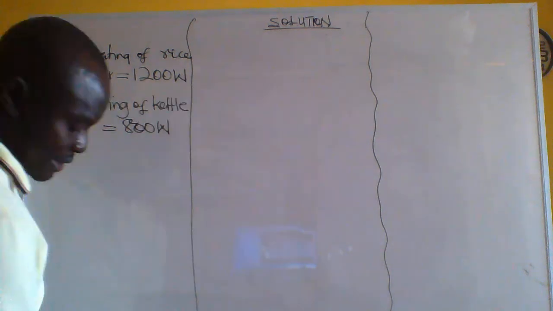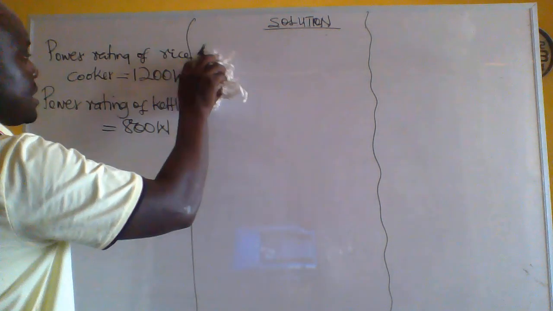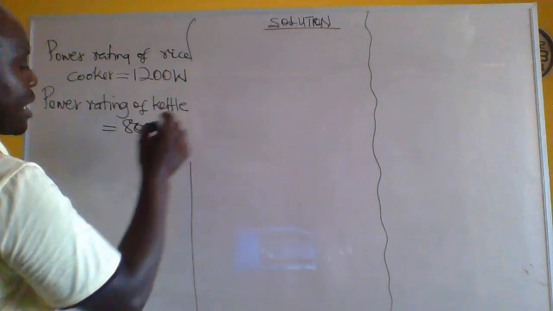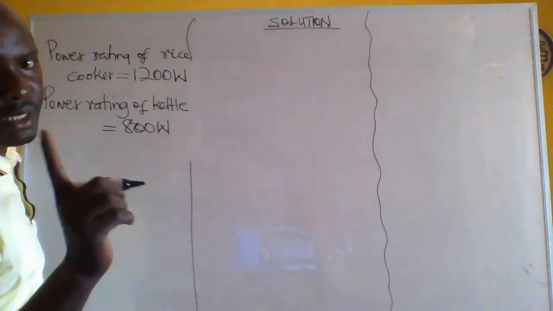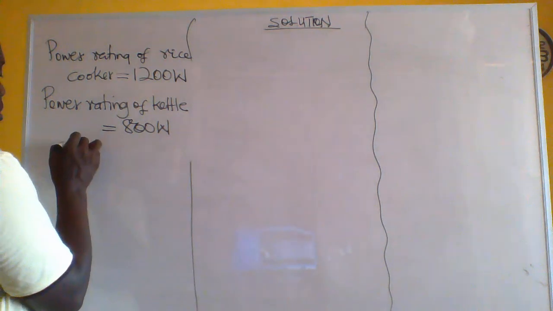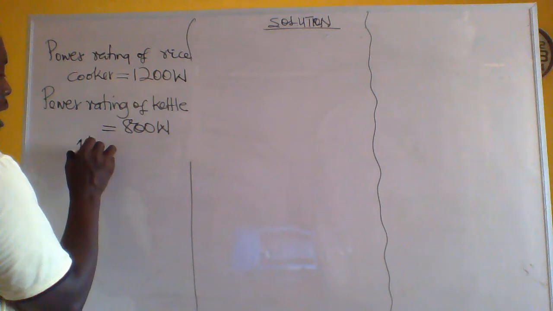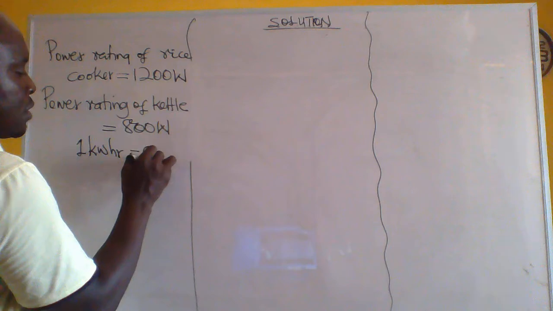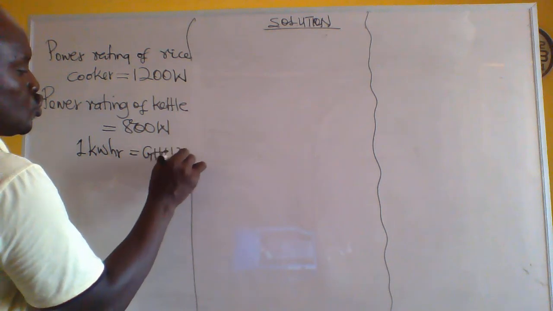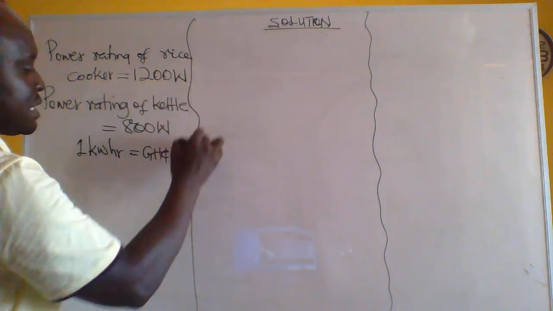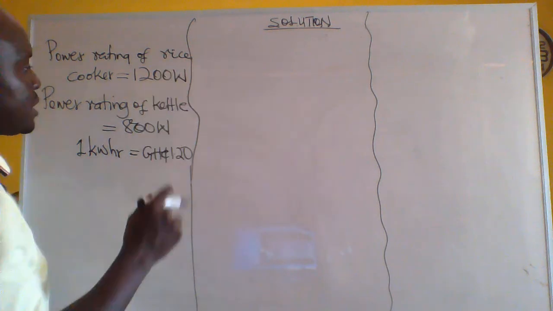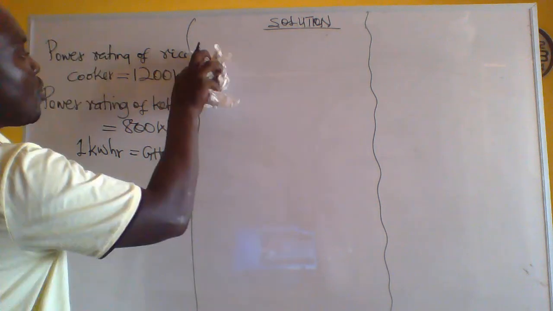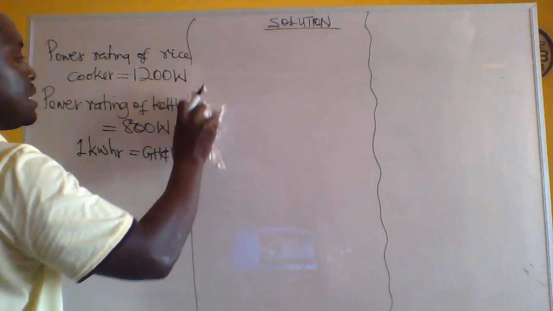Let us first change this to kilowatts. Why are we changing it to kilowatts? Because the charge is for 1 kilowatt hour, at 1.2 or 1.20 Ghana cedi, and so we have to change the power rating from watts to kilowatts. That's the more reason why we are effecting these changes.